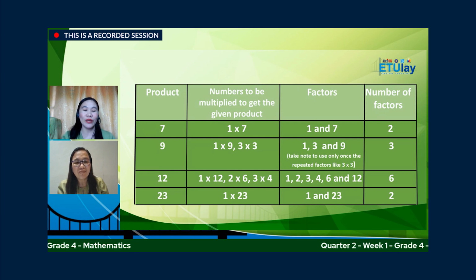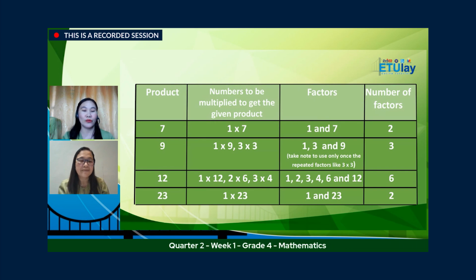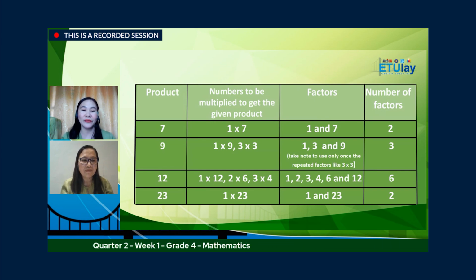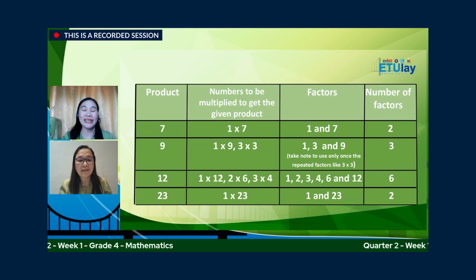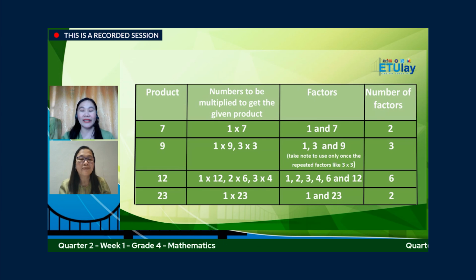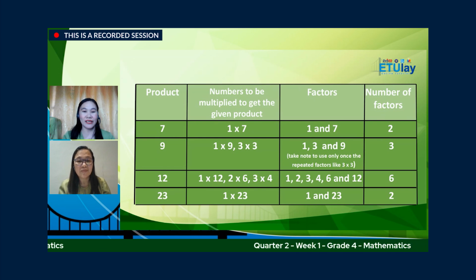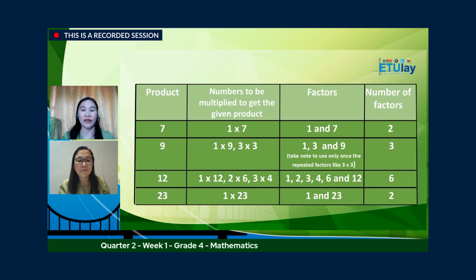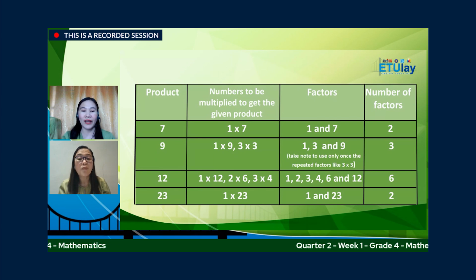Okay, so number 12, what are the factors that can be used for number 12? So we have 1 times 12, 2 times 6, and 3 times 4. So what are the factors again? We have 1, 2, 3, 4, 6, and 12. And the number of factors, we have 6. How about 23? So, the number being multiplied is 1 times 23. The factors are 1 and 23. So, we only have 2 factors.